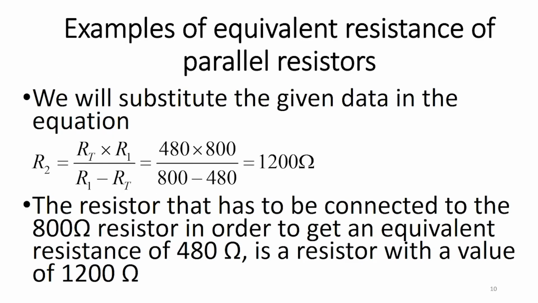We will substitute the given data in the equation, R2 equals RT times R1 divided by R1 minus RT, as we found just now. In this case, it is equal to 480 times 800 divided by 800 minus 480, which gives 1200 ohms or 1.2 kilo ohms. The resistor that has to be connected to the 800 ohms resistor in order to get an equivalent resistance of 480 ohms is a resistor with a value of 1200 ohms.